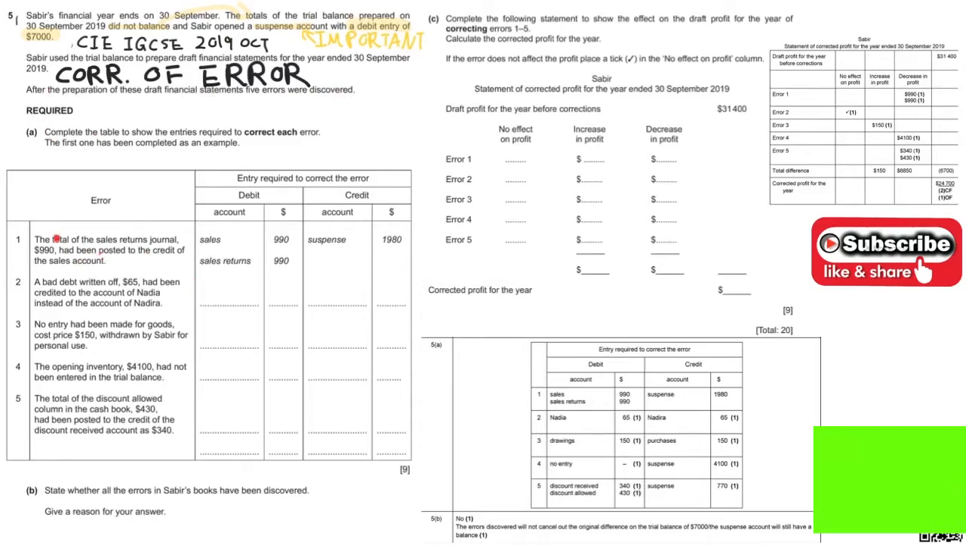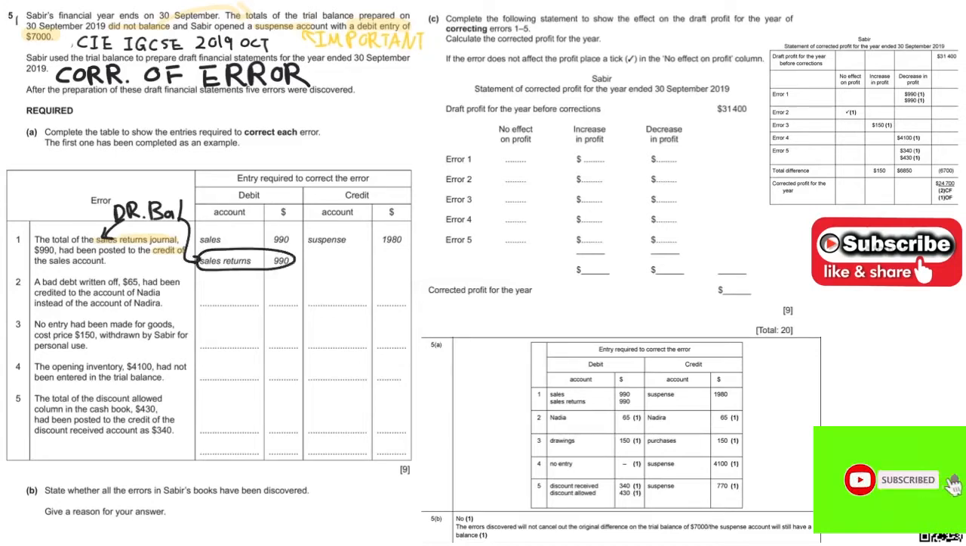So let's take a look at the example. The example talks about the sales returns being posted on the credit side of the sales account. So let's highlight: sales return is on the credit side. That's wrong. If you recall, the sales return journal is a debit balance. So what you need to do is put that back to the debit balance.